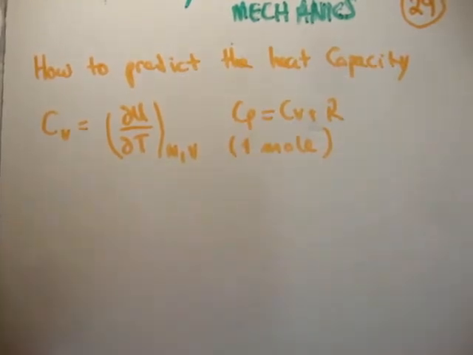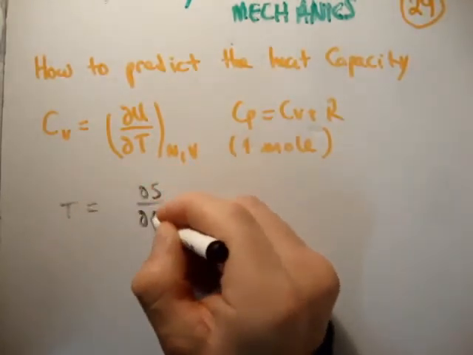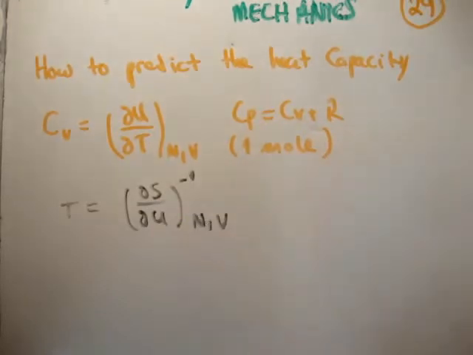So basically for the last number of videos what we showed was that temperature is equal to the inverse of del S del U, at a constant number of particles and a constant volume. So really the question is this: if I understand the multiplicity function of a body, how do I get its heat capacity? Is there a way of predicting the heat capacity just knowing the multiplicity function? That's the whole point. So the answer is, of course, yes.